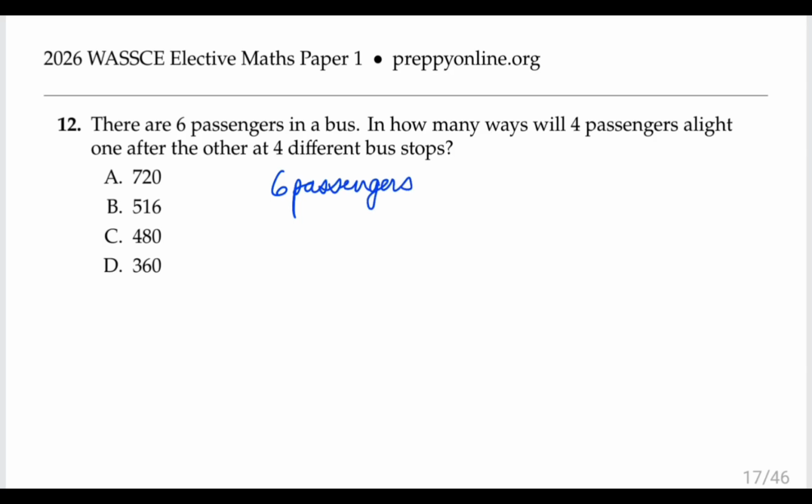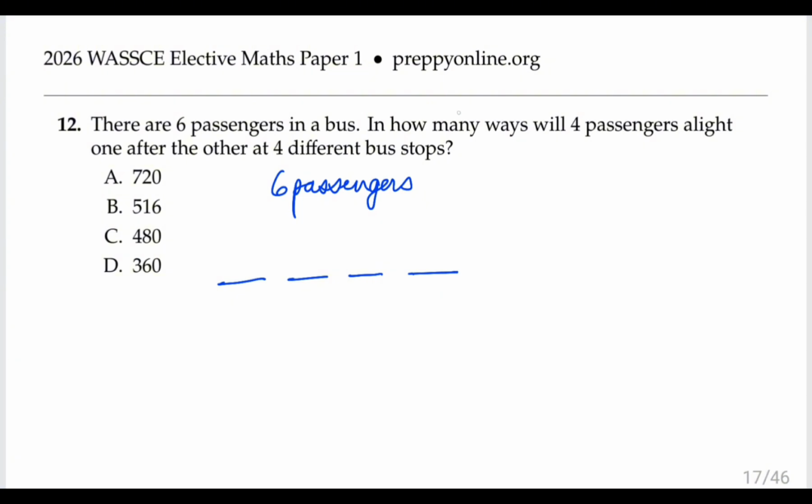And then we have 4 bus stops. Let's draw one, two, three, 4. And we are trying to find the number of ways in which 4 passengers can alight one after the other. Now, here, the order in which they alight matters.